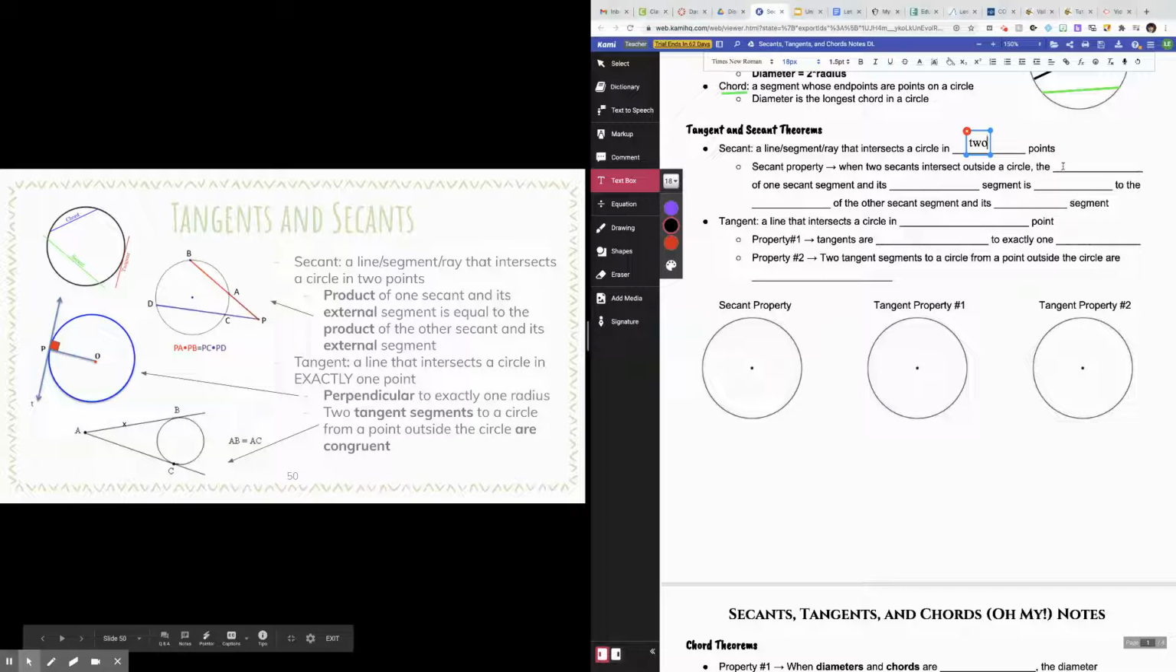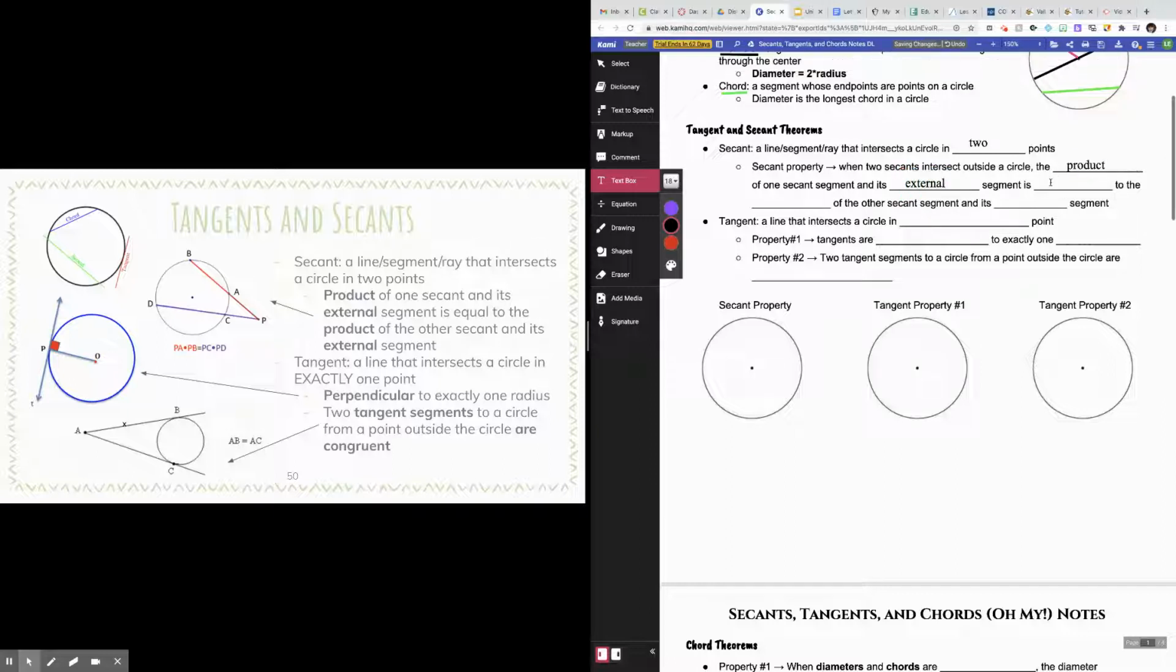Then the rule is that the product of one secant segment and its external segment is equal to the product of the other secant segment and its external segment. So this makes more sense when you can draw it and label it and see what's going on. So that's what I'm doing in the bottom here.